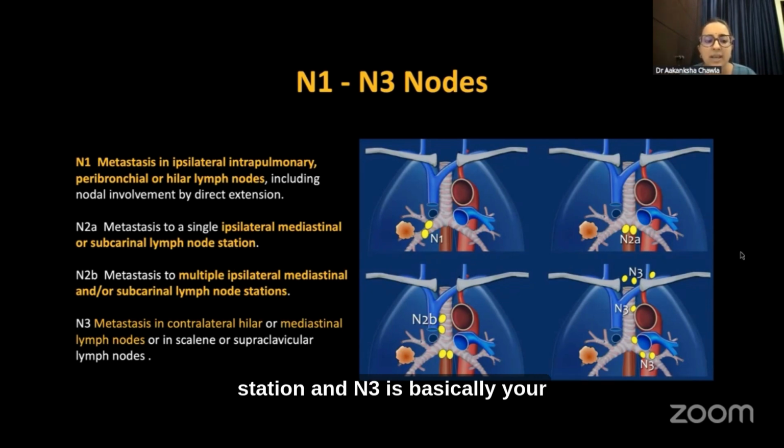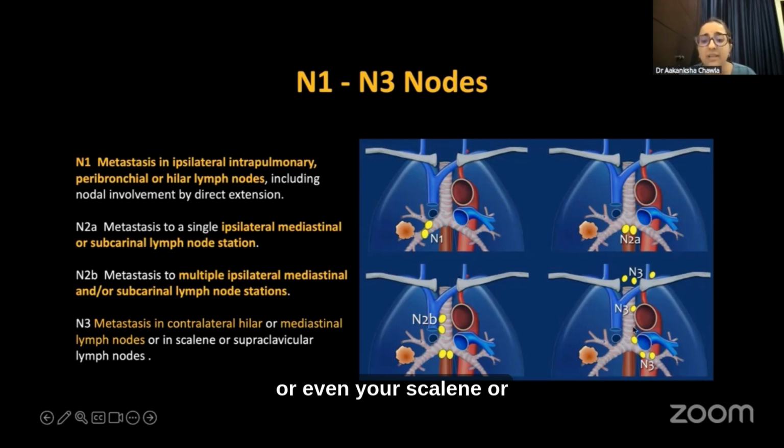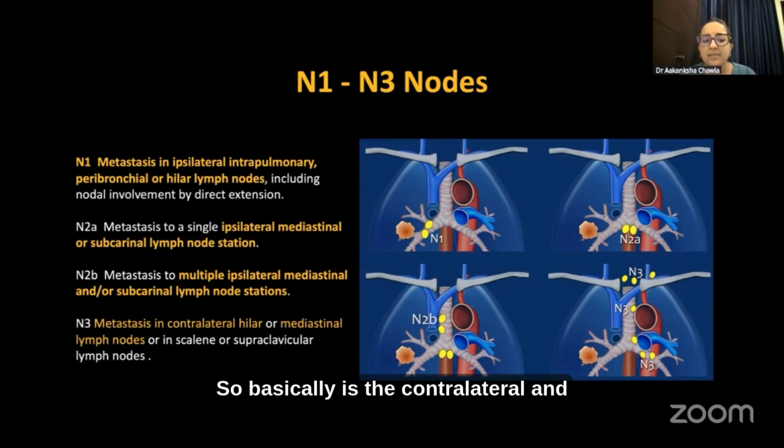And N3 is basically your contralateral, opposite hilar and mediastinal lymph nodes, or even your scalene or supraclavicular nodes. So N3 basically is the contralateral hilar and mediastinal, as well as scalene and supraclavicular.